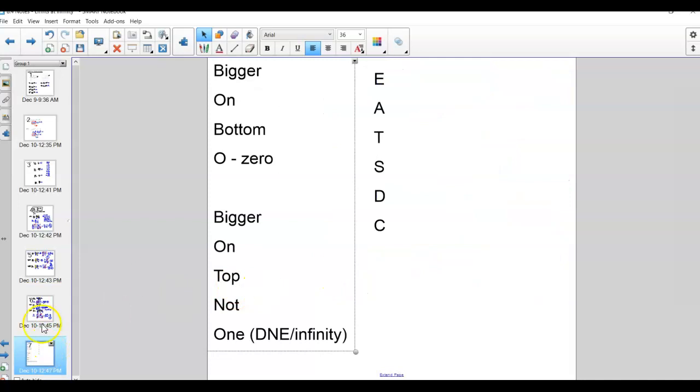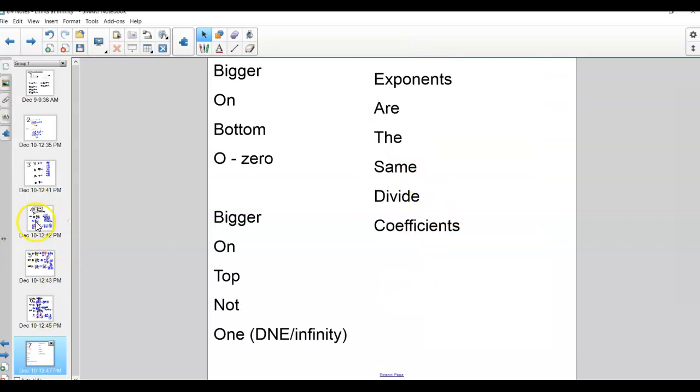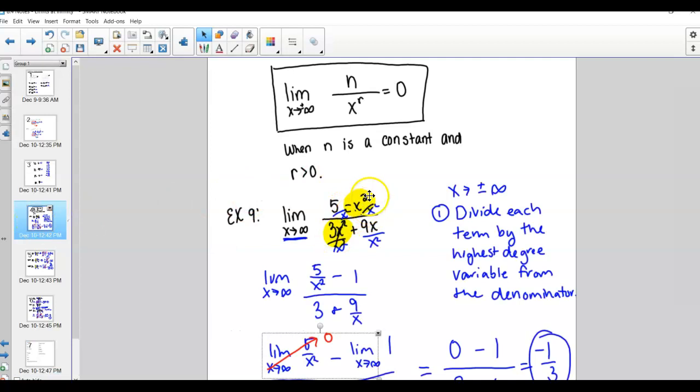And the last thing that we have here, our last expression, is Eats DC. This stands for exponents are the same, divide coefficients. So whenever our exponents are the same, like we have here, we can just take the coefficient in front of our highest exponent in top and bottom, like here is a -1, here it is a 3. We can divide them, we get -1/3.